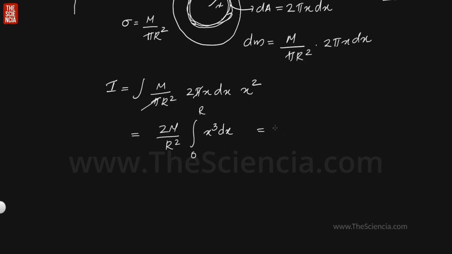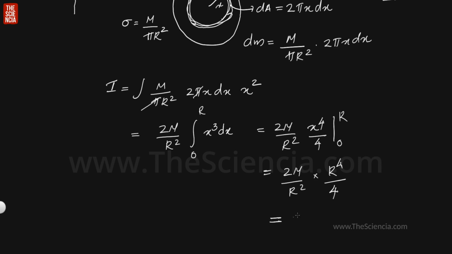So what we get is 2m by r square. Integral of x cube is x raised to 4 by 4 and limits are 0 to r. So it equals 2m by r square into r raised to 4 by 4. We can cancel 2 and 4, and r raised to 4 with r square. So what we get is m r square by 2. This is the moment of inertia of a circular disk about an axis passing through its center and perpendicular to its plane. Now we are going to solve the same problem in a different coordinate system, polar coordinates.